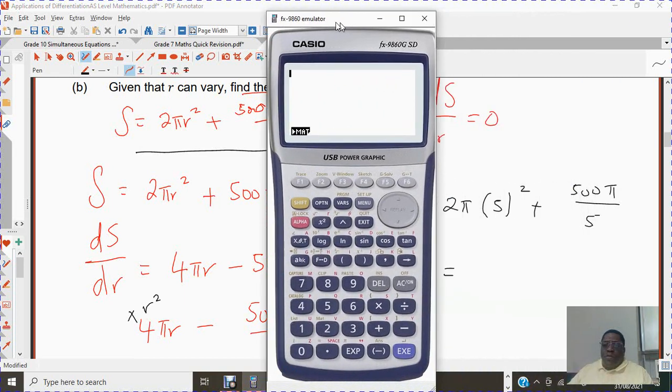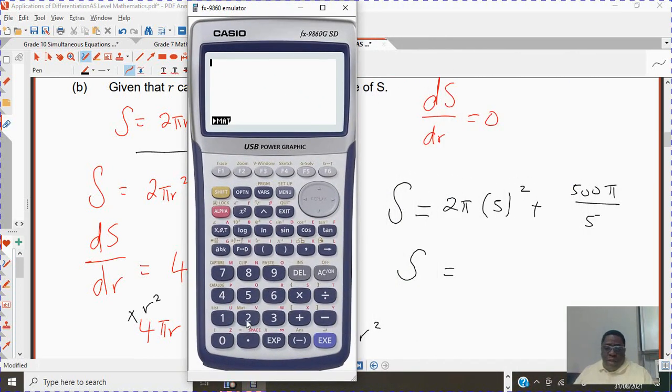Okay, let's just make sure that, so it's 2 shift pi times 25, you see it's 5 squared, plus 500 pi, we're going to divide that by 5. My answer is about 471.